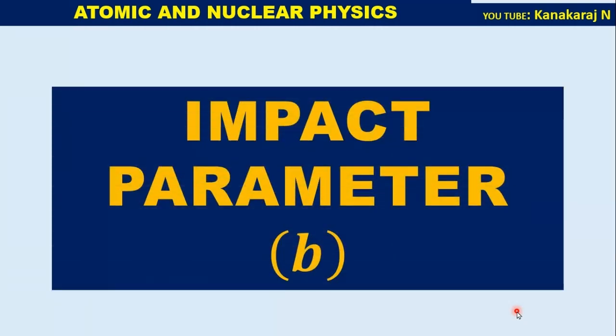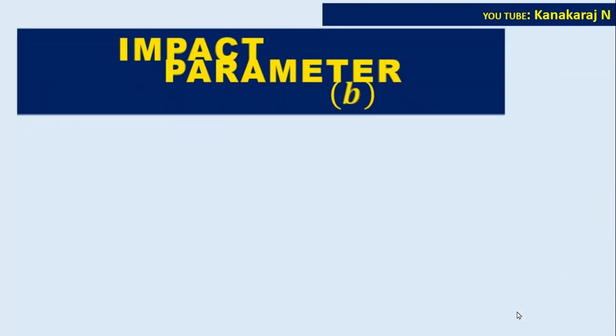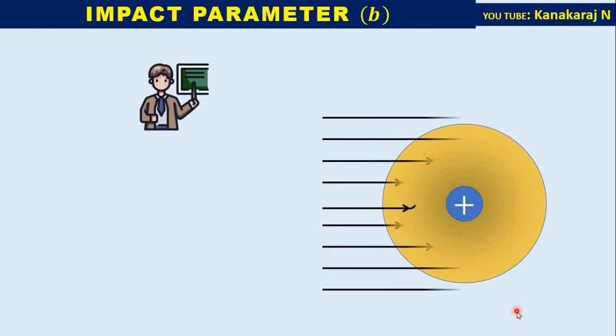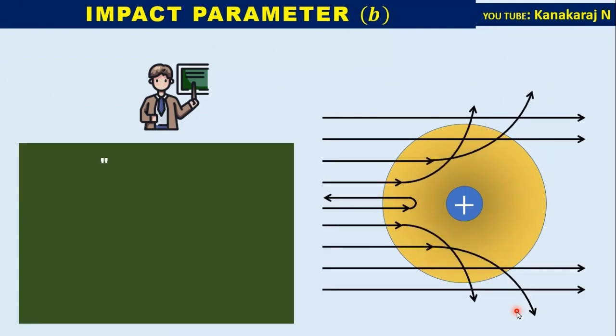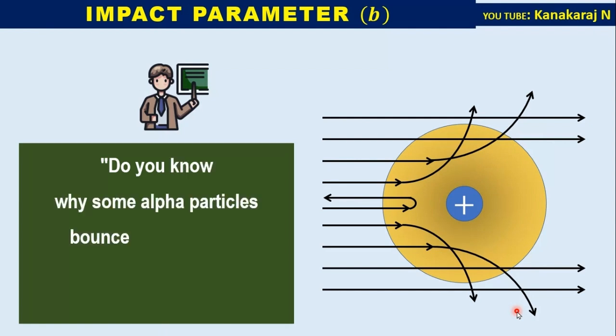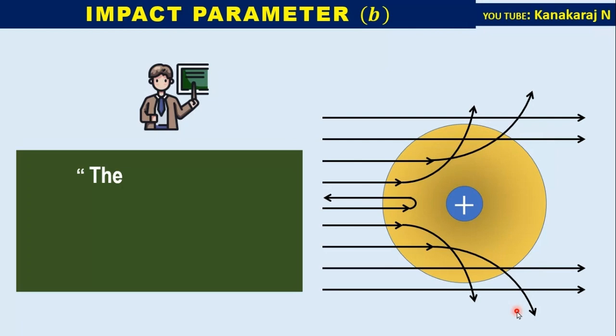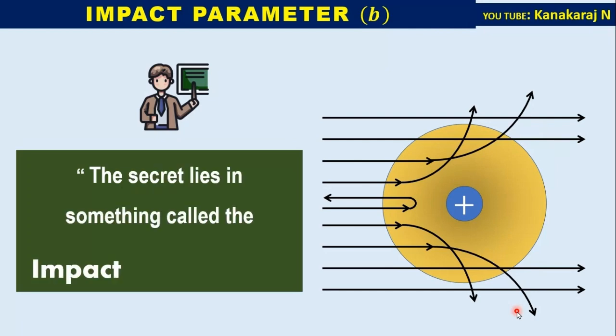Impact parameter B. Rutherford atom model. Alpha particles are allowed to hit the atom. Do you know why some alpha particles bounce back strongly in Rutherford experiment while others just bend slightly? The secret lies in something called the impact parameter.